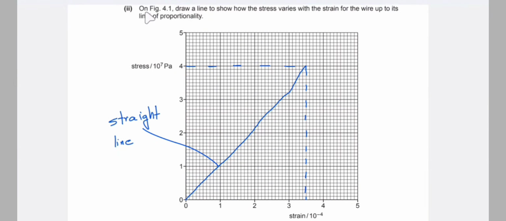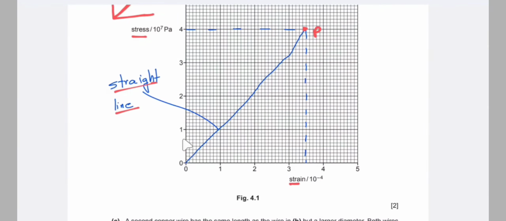Now for part 2, on figure 4.1, draw a line to show how stress varies with strain for a wire up to its limit of proportionality. So stress against strain, up to its limit of proportionality. This is the point of limit of proportionality. So before the limit of proportionality, the graph has to be a straight line. So this is a straight line graph passing through the origin.